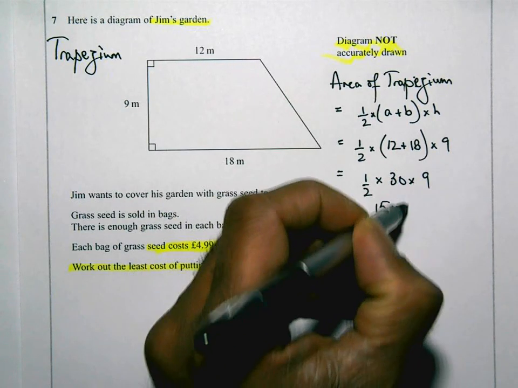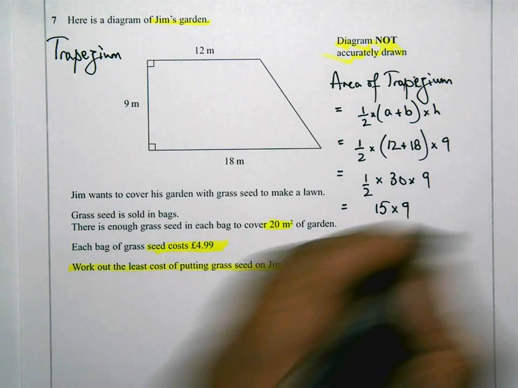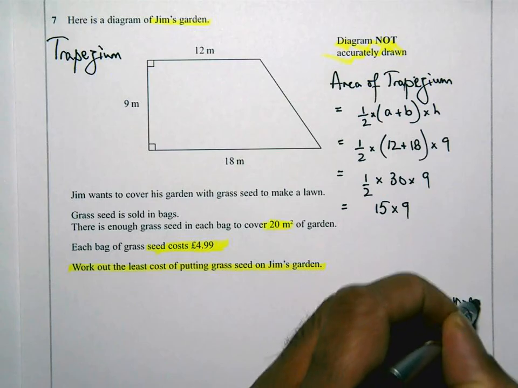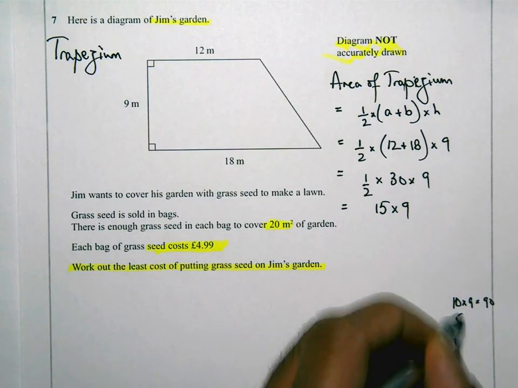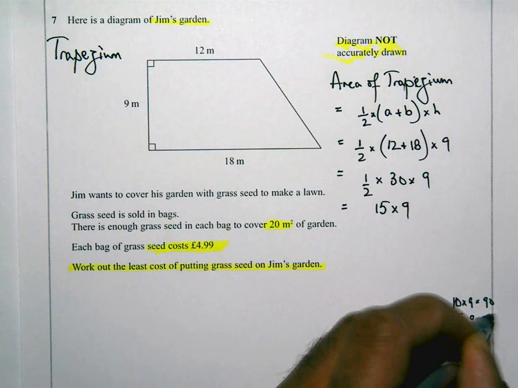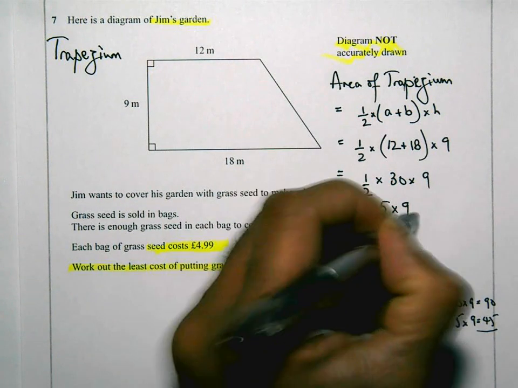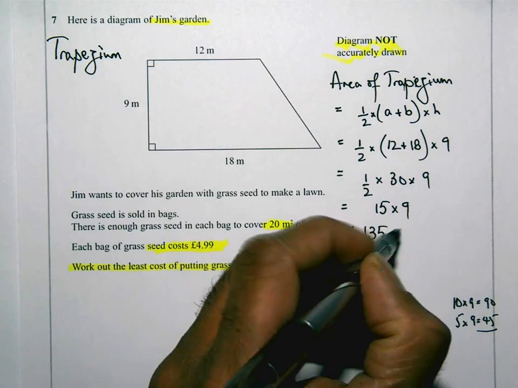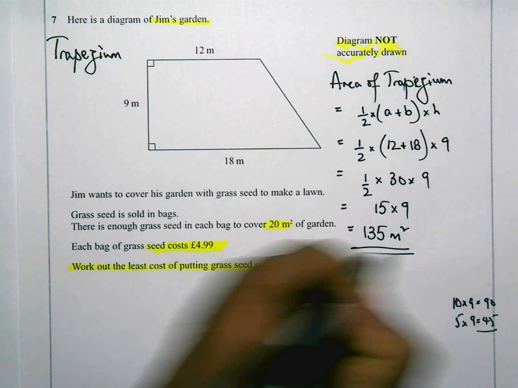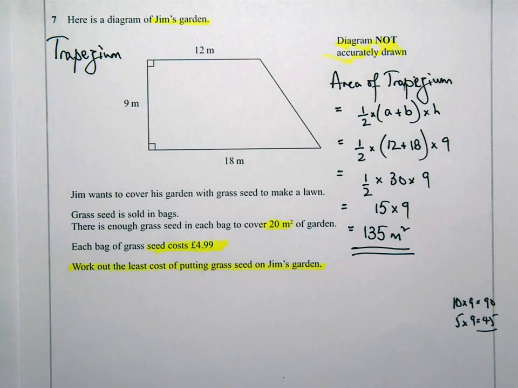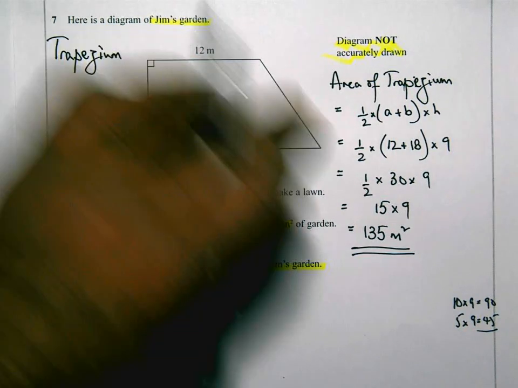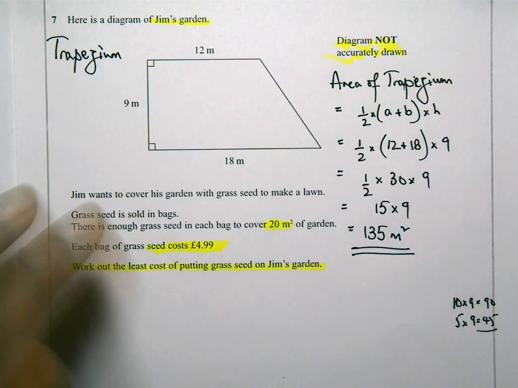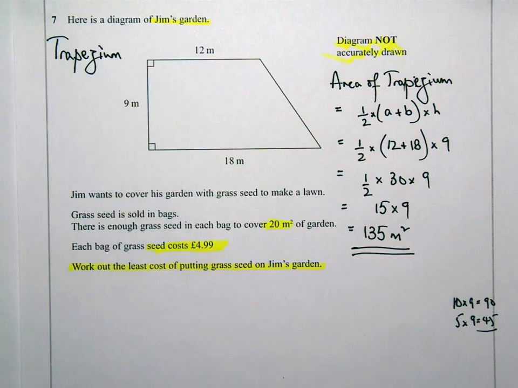15 times 9. Now, I'll go off to one side and just do 10 times 9 is 90, and 5 times 9 is 45. And if I add those two, I'm going to get 135. And in this case, they're all meters, so that's meters squared. So hopefully you follow that and you've seen how I've worked out the area of the trapezium. I've just done it on this side here because even though there's a lot of room, I don't want to zoom out too much. I want you to see the question, so you know exactly what I'm doing.